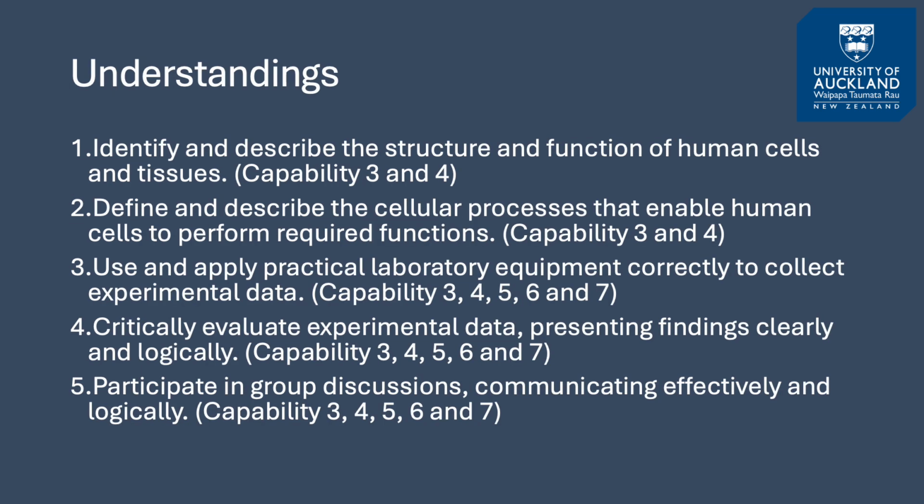In terms of understandings, the first understanding is to identify and describe the structure and function of human cells and tissues. The second understanding is to define and describe the cellular processes that enable human cells to perform required functions. The third understanding is to use and apply practical laboratory equipment correctly to collect experimental data. The fourth understanding is to critically evaluate experimental data, presenting findings clearly and logically. The fifth understanding is to participate in group discussions, communicating effectively and logically.